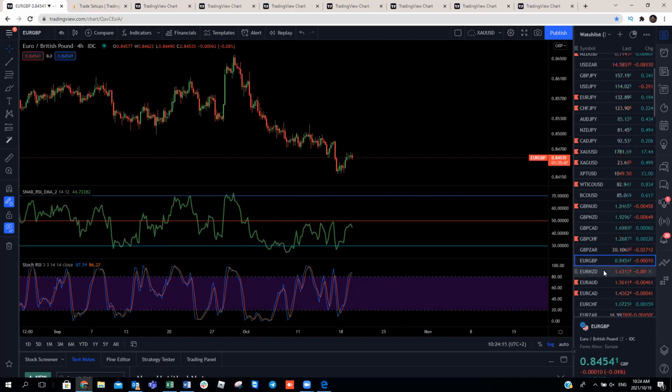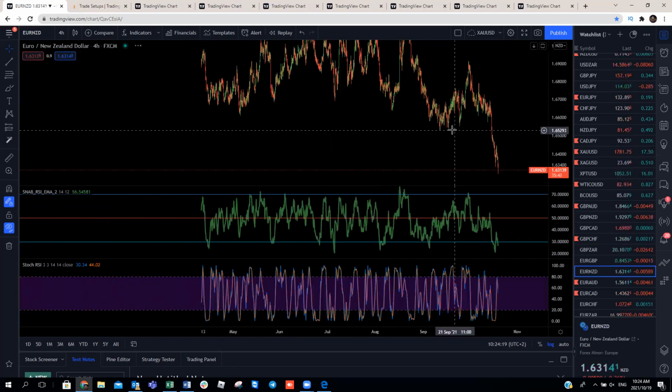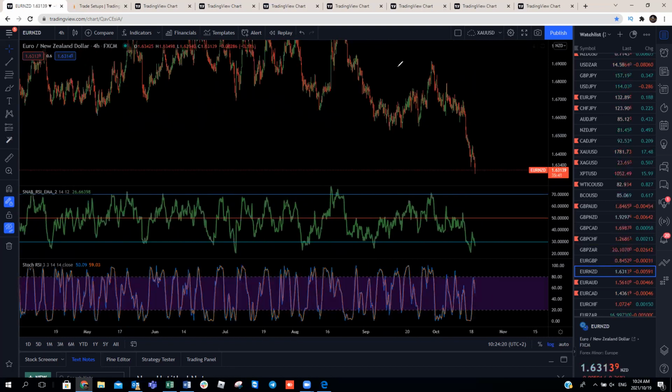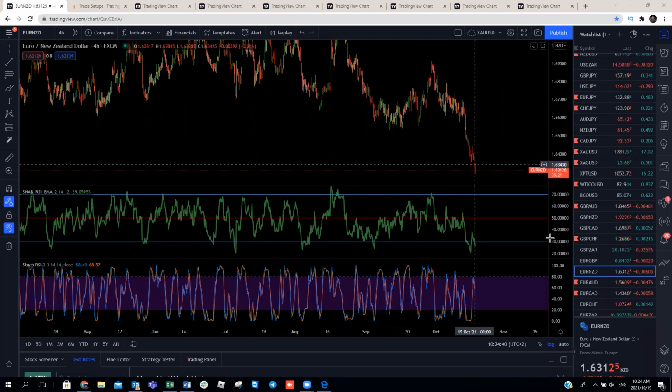Euro New Zealand, similar to pound New Zealand, continues to the downside. Remember, Euro New Zealand from trade recaps over the weekend, we looked for this one to push to the upside and drop. We have now dropped below this. Pound New Zealand has just broken this level, and we're expecting this to follow suit and continue to the downside as well.